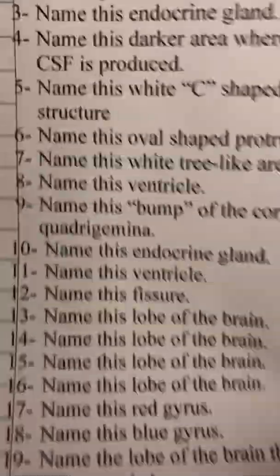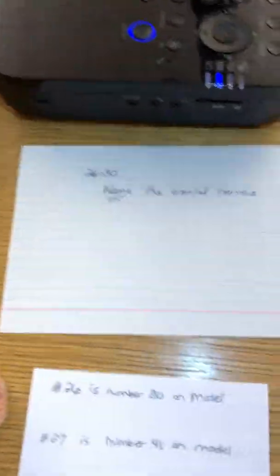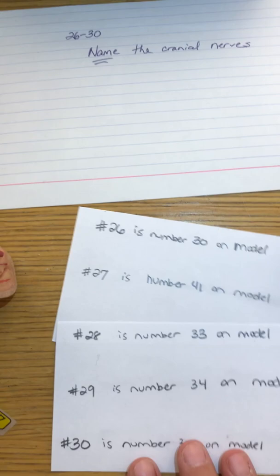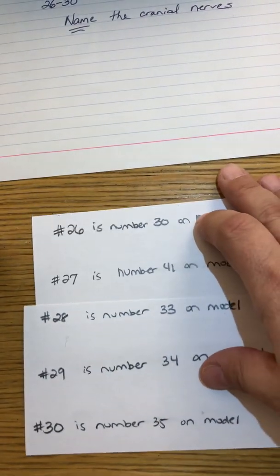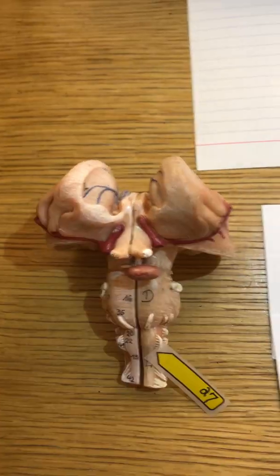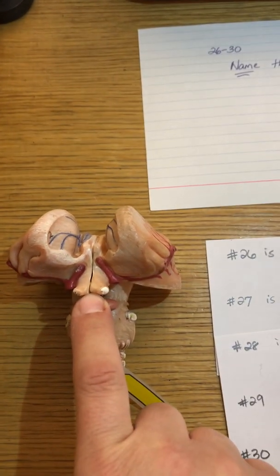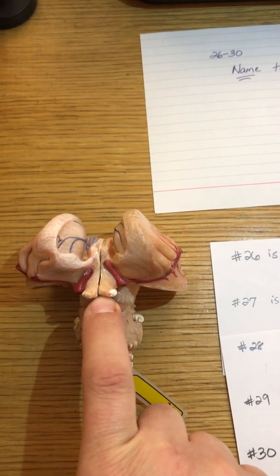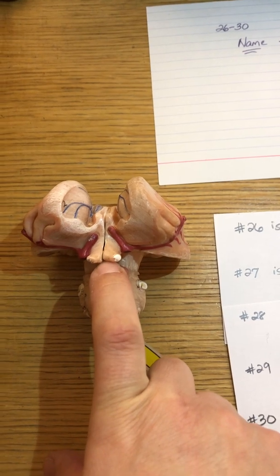And questions 26 through 30 were all in reference to cranial nerves. 26 through 30, these happen to be underneath the doc cam. Some of the models got a little bit moved around. And we'll go through. Number 26 is number 30 on the model here. This is the optic nerve.